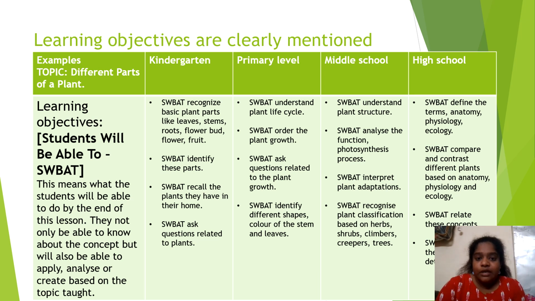So, when it comes to kindergarten, primary, middle school, and high school, we have different learning objectives that can be used. For example, the topic is different parts of a plant. So, the kindergarten will be able to identify the parts, recall the plant's parts, ask related questions, and recognize the basic plant parts. When it comes to primary level, understanding, ordering, asking questions, identifying different shapes, etc. The middle school will understand, analyze, interpret, recognize, whereas the high school will be able to define, compare and contrast, and relate.